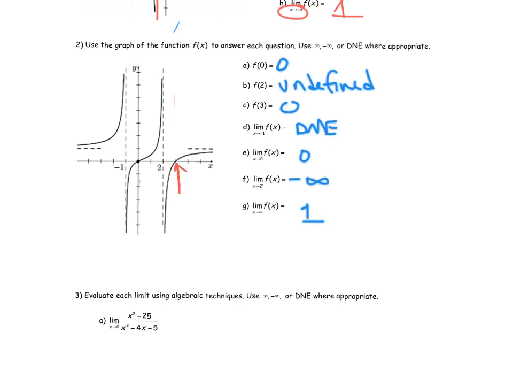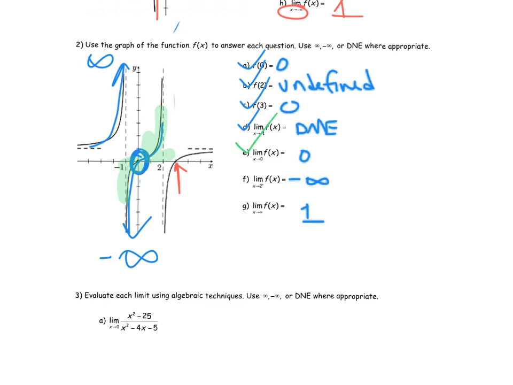We're at 0. The limit as x approaches negative 1 from the left and the right. Again, you have an infinite discontinuity. You're approaching infinity and negative infinity. So the limit does not exist. The limit as x approaches 0, we already said here, well, f of 0 is 0. And as I approach 0 from the left and the right, we're approaching 0.